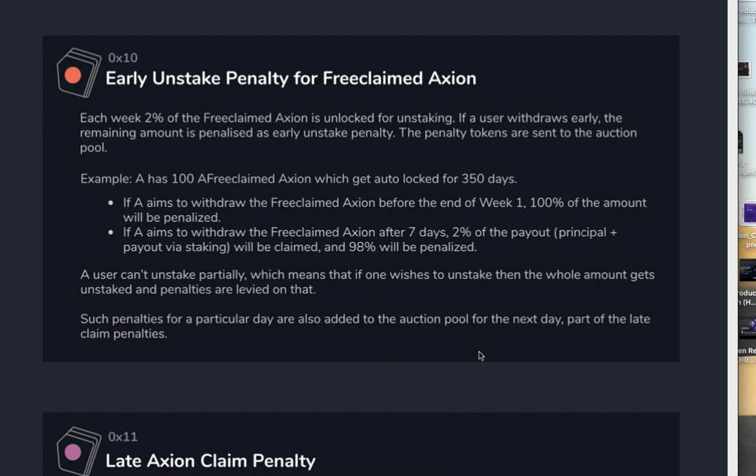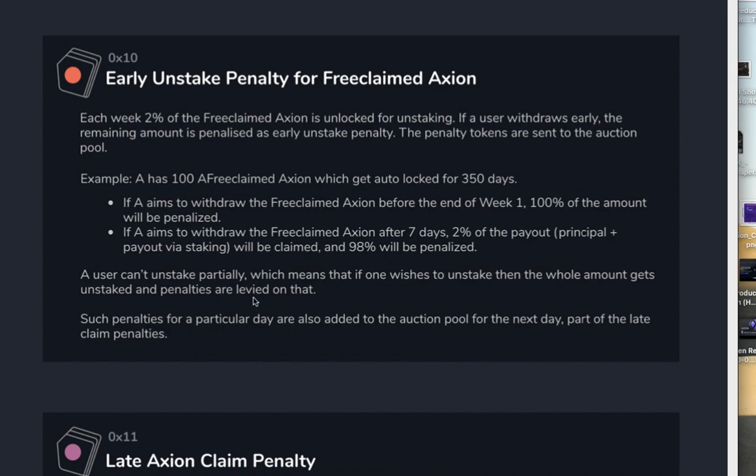So it's 100 free claimed Axion that gets locked for 350 days. If person A aims to withdraw the free claimed Axion before the end of week 1, right at the beginning, 100% of the amount will be penalised, so there's no point in doing that. If person A aims to withdraw the free claimed Axion after 7 days, then that's 1 week. 2% of the payout, the principal plus payout by staking, will be claimed, and 98% will be penalised and go to the auction. A user can't unstake partially, which means that if one wishes to unstake, then the whole amount gets unstaked.